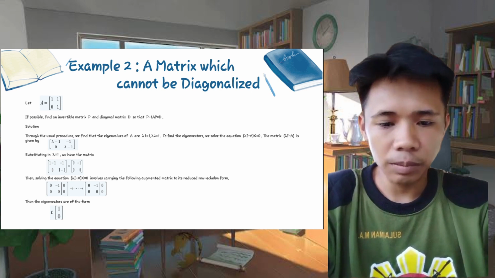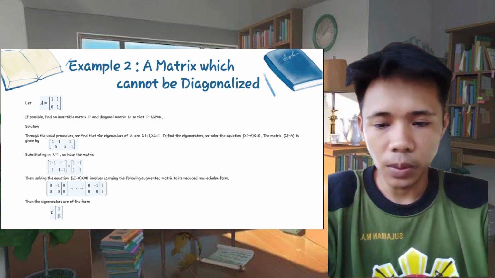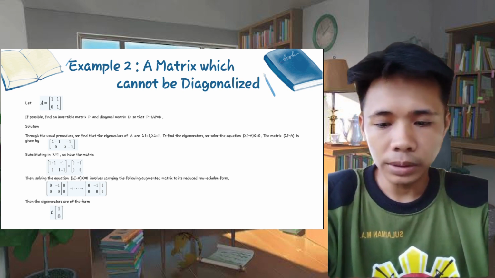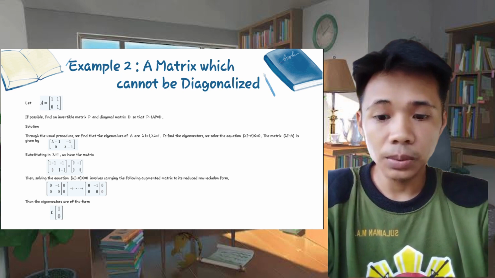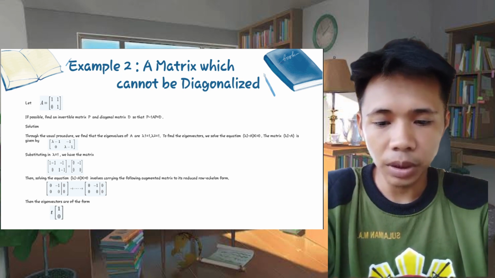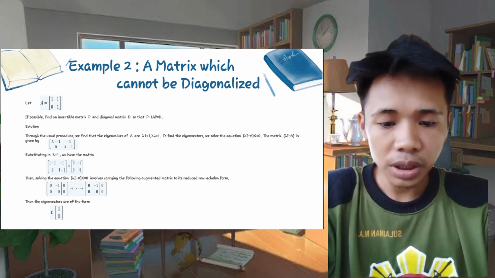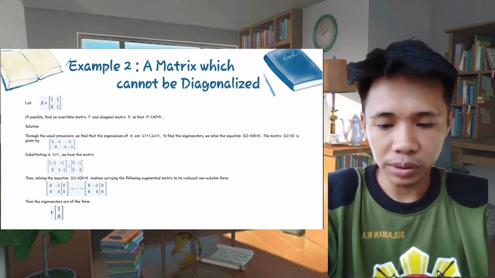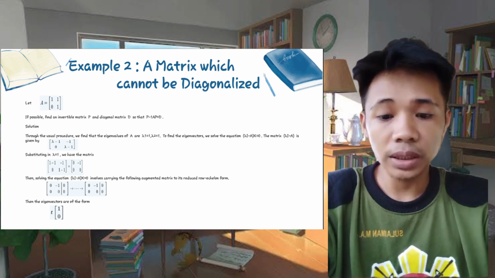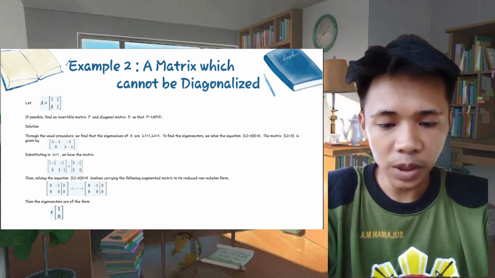A matrix which cannot be diagonalized. Let A be the matrix with row 1: 1, 1, and row 2: 0, 1. If possible, find an invertible matrix P and diagonal matrix D so that P inverse A P is equal to D. Solution. Through the usual procedure, we find the eigenvalues of A are lambda 1 equals 1, lambda 2 equals 1.